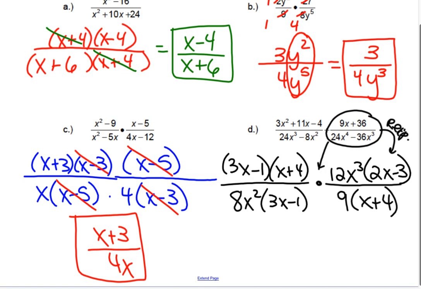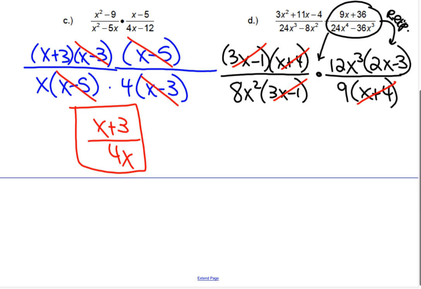Okay? Now, same thing. I want to go ahead and cross some things out. What is on the top and on the bottom? I have a 3x minus 1 and a 3x minus 1. Those reduce. I have an x plus 4 and another x plus 4. Those also reduce. Let's go ahead and combine these before I start to combine too much else. So I have 12x cubed times 2x minus 3, all over 8 times 9 gives me 72 on the bottom, x squared, and that's about it.